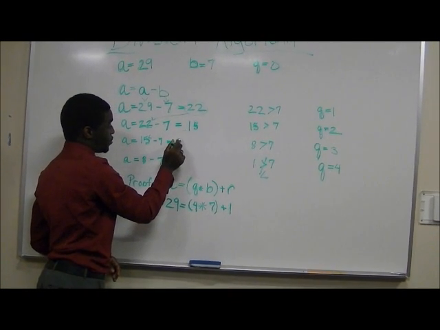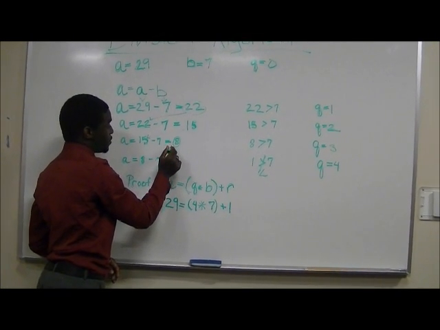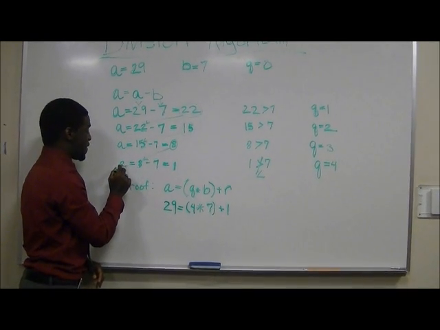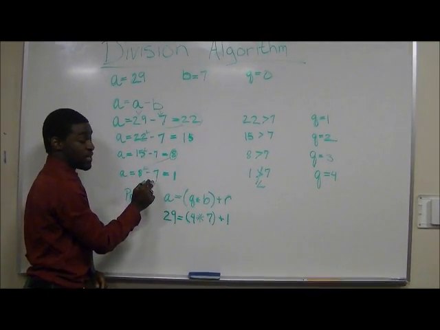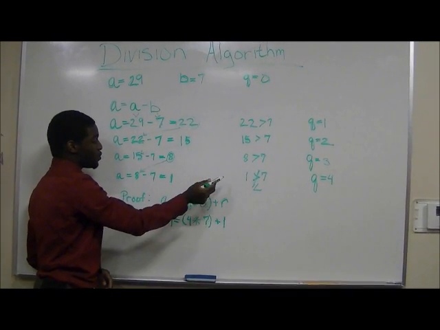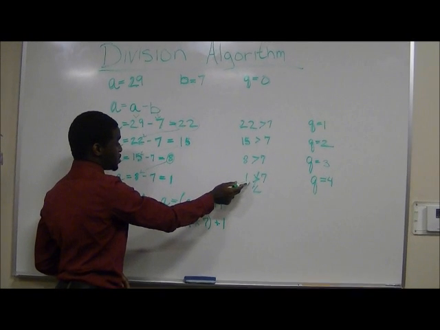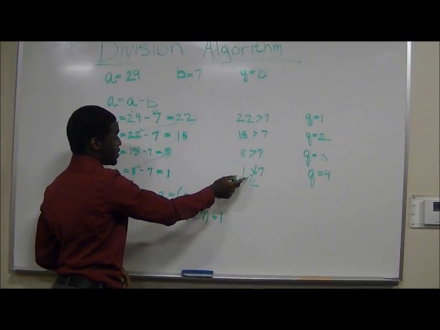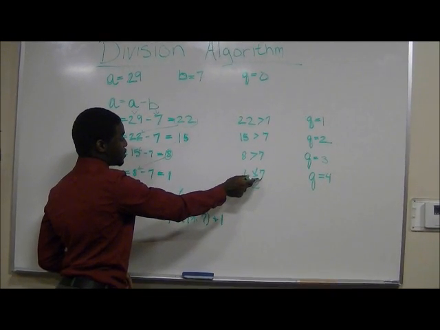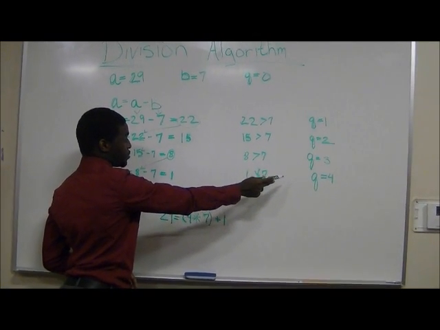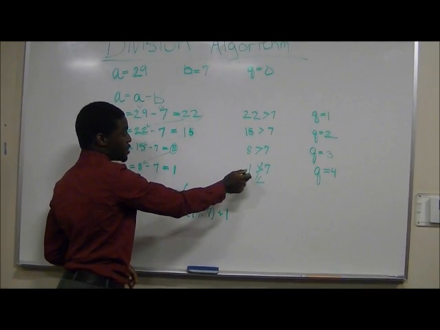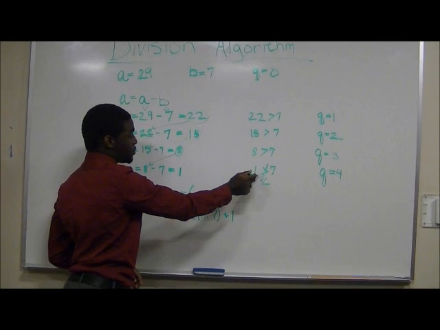After reapplying your new A into your equation, you would have A equals 8 minus 7 equals 1. And then you compare your new A, which is 1, to make sure that it is larger than your B, which is 7. And you would get your new count, which is 4. Since 1 is not larger than 7, then 1 will be your remainder.